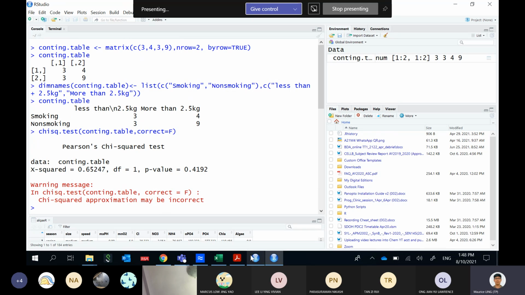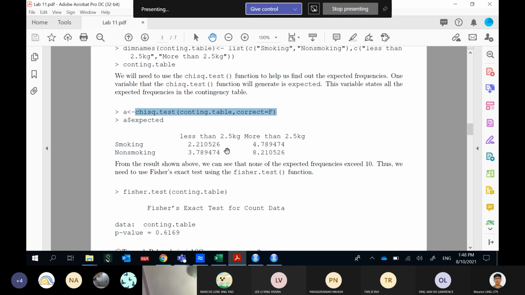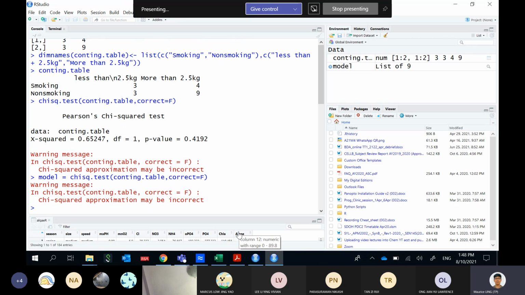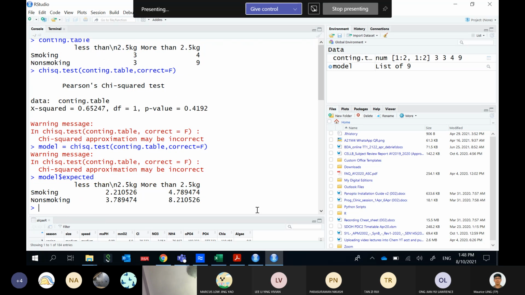You don't have to get. Okay, or you can do the whole thing. So let's say a model is equal to this and it gives you a warning message. After that, you print out the expected values. So this is your p-values. Okay, and it calculates what is expected for you.